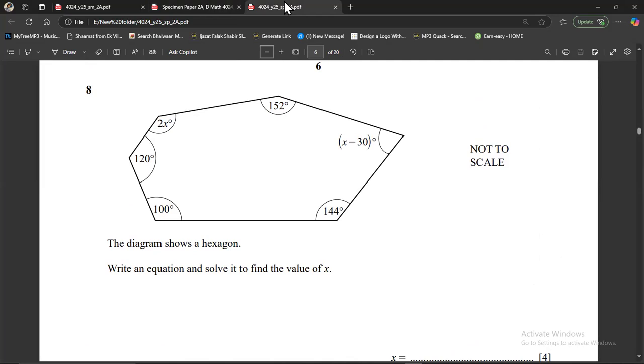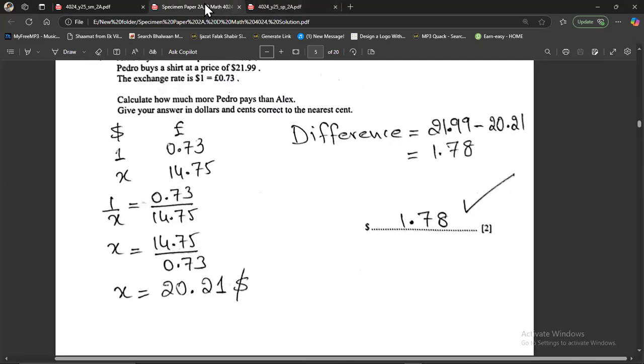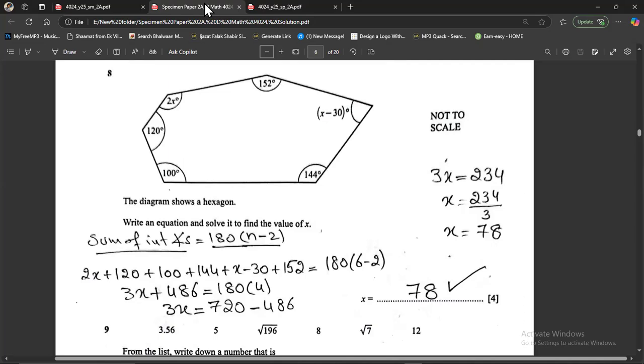We can find the sum of the internal angles of a hexagon. The formula is very famous, and it's 180(n minus 2), where n means the number of sides. So n will be 6. So here we go. The sum of the internal angles is 180(n minus 2). Here we have 6 angles, so add them up. 2x plus 120 plus 100 plus 144 plus x minus 30 plus 152 equals 180(6 minus 2). n is 6 because it's a hexagon, 6 sides.